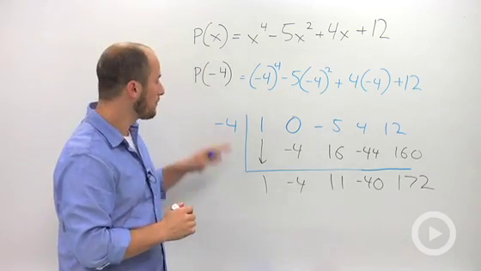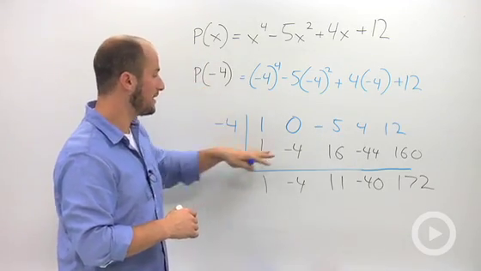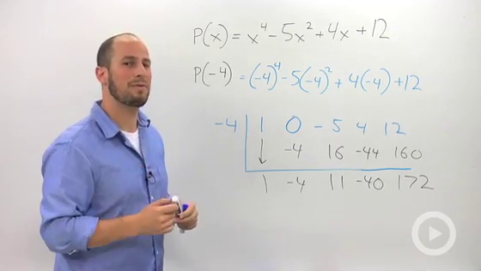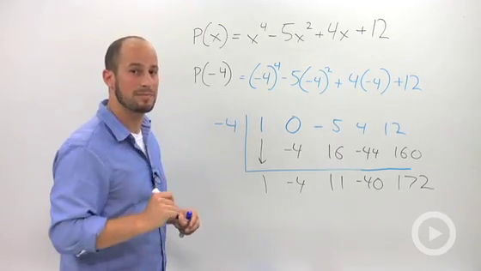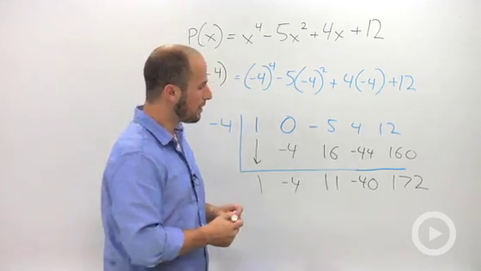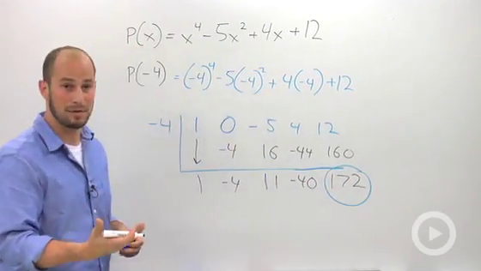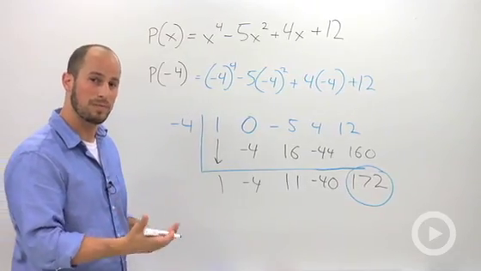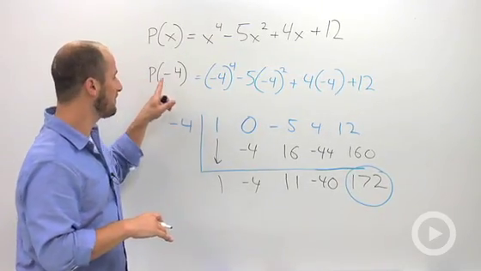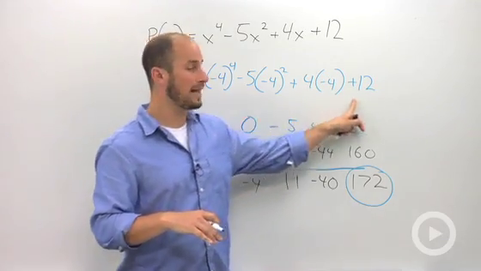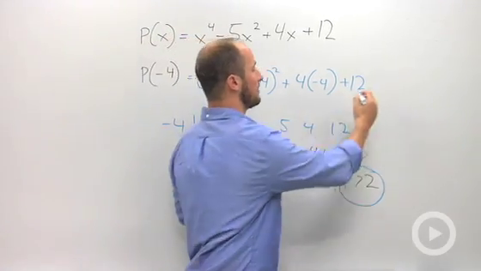So we put our number on the outside and then did synthetic division. In order to evaluate this function, the only number we're actually concerned with is that remainder. So what we actually did is we did this entire process just to get that last number, 172. In this case, p of negative 4 is going to be 172. If we calculated this all out, this would in fact turn into 172.